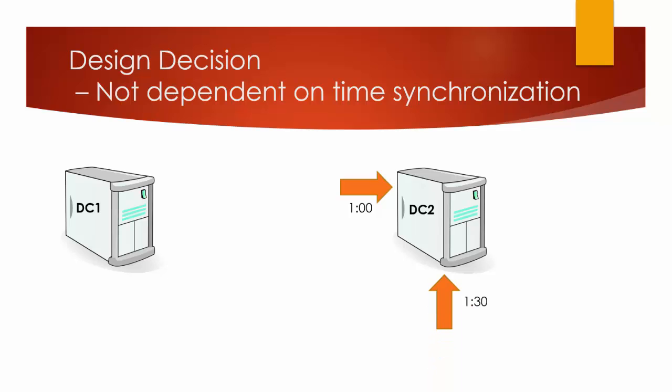DC2 gets a change, an update to the same property. He makes a stamp of 1.5 seconds past midnight, writes it in his database. DC1 makes a third change to the same property, sends it across to DC2 with the timestamp of 2 seconds past midnight. And if the time was synchronized perfectly, everything would work fine.